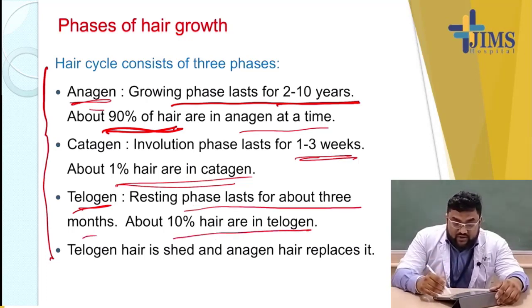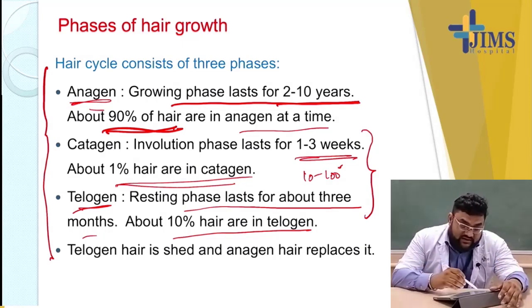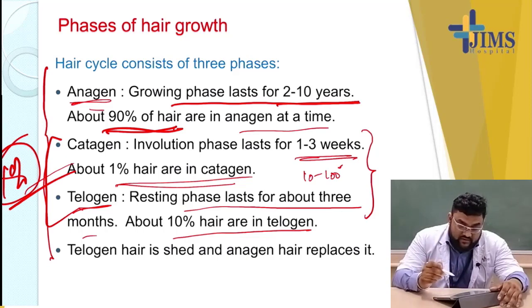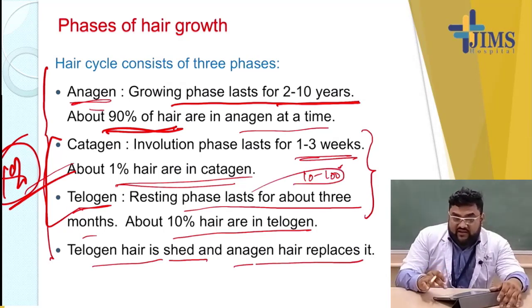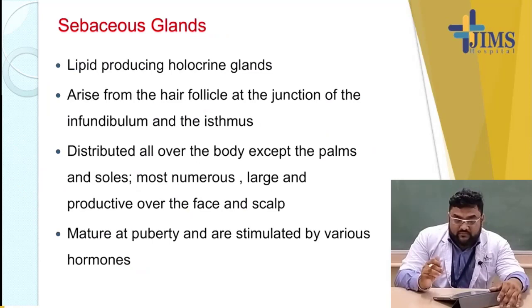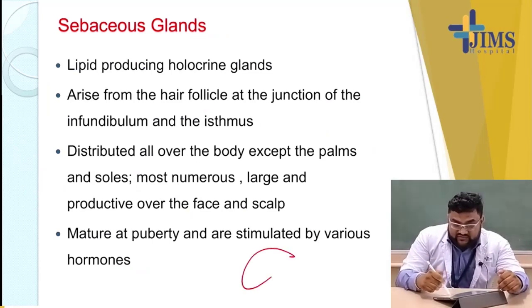So daily we will have around 10 to 100 hairs falling per day from your scalp, and that is because of the catagen and the anagen phase. That is about 1% of the hair. The telogen hair is shed and the anagen hair replaces it. The telogen, that is 10% of the hair, will fall every day, and it is obviously substituted by new hair.